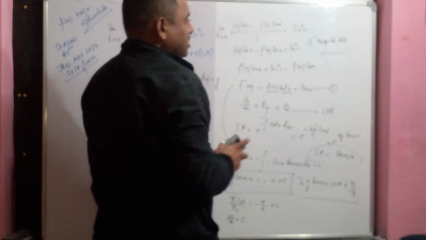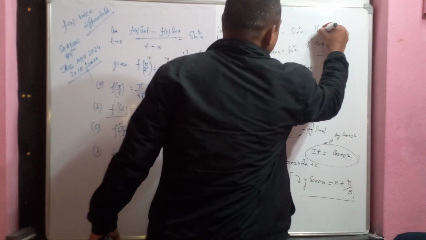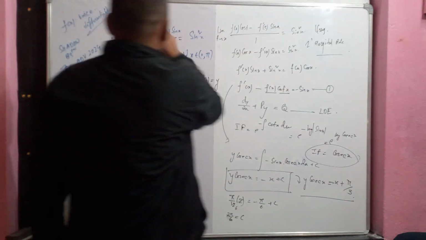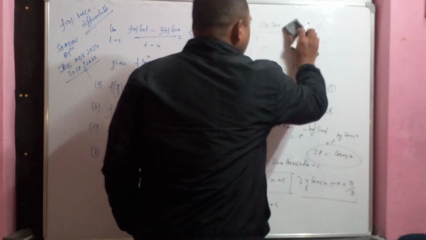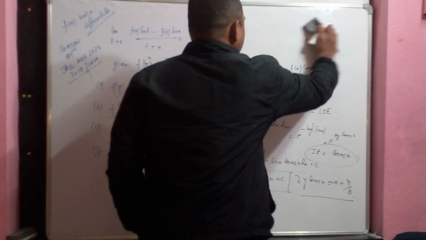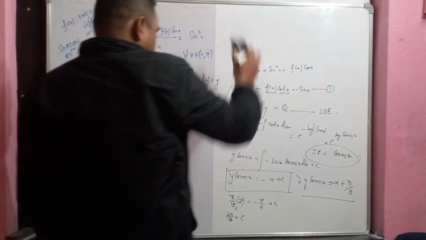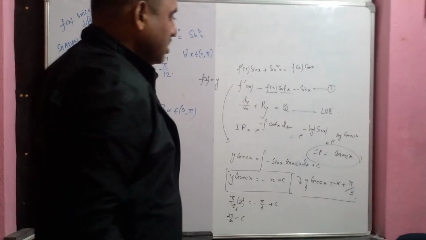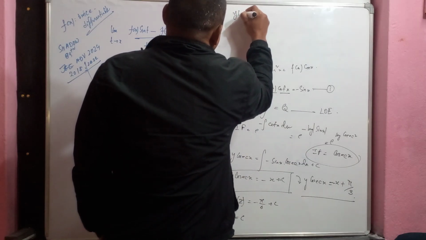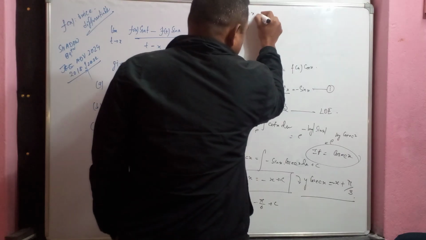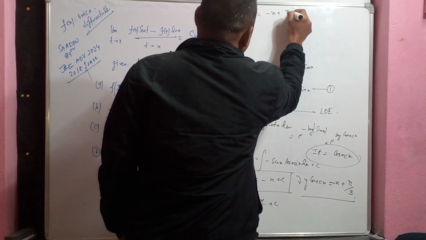This is simple, using L'Hospital's rule. Differentiation. We have done this in 2024, so they are regularly asking this kind of questions, comprising the LD. They have also asked a linear differential equation to solve. So y cosec x, that is y by sin x, is equal to minus x plus pi by 3.